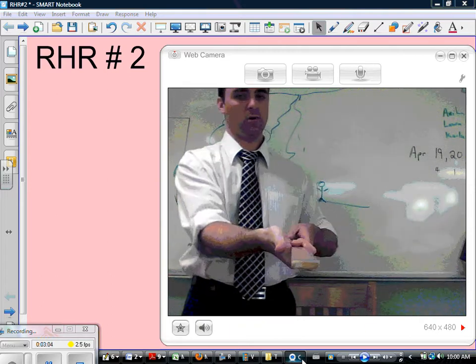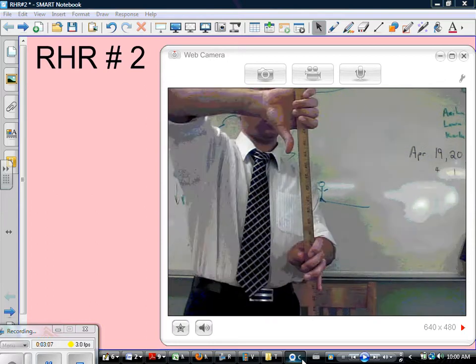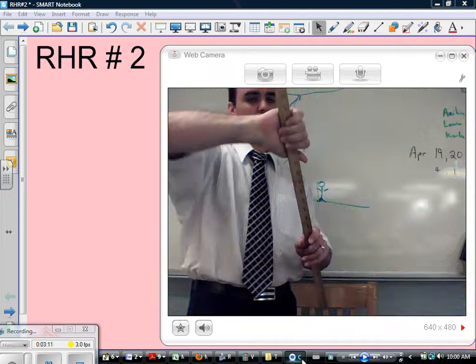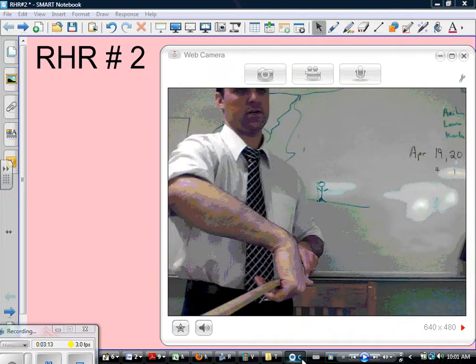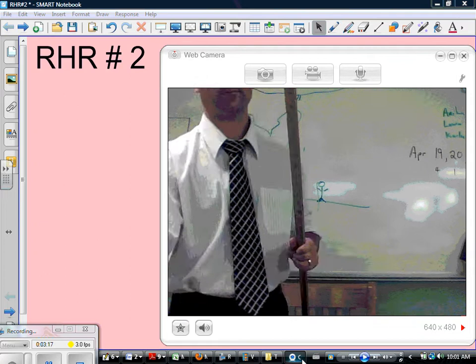If we reverse the current, so instead of having the current go up, the current went down, then that reverses the direction of the field lines. So now the field lines go around this way, and it's actually the opposite of what we just saw.